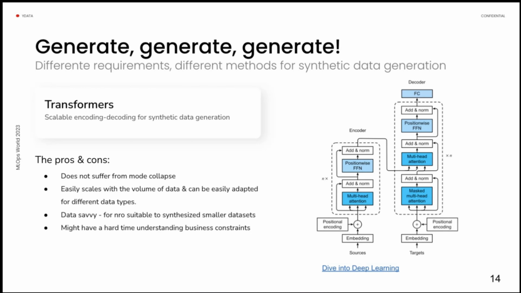Nevertheless, they are data savvy, so they are not that suitable to synthesize smaller sets of data, and they might actually have a hard time understanding business constraints sometimes. Of course, there are ways to overcome that, and we can see that in a lot of models coming out today. But transformers are very well known, and we are very well aware of their capabilities, as the transformer architecture is actually the fundamental building block of all LLMs that we know.